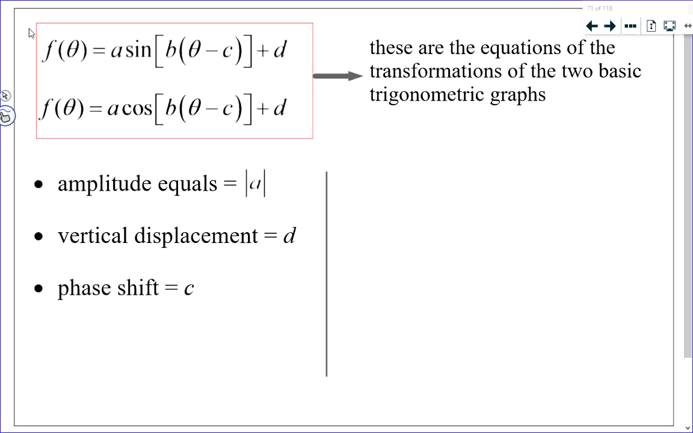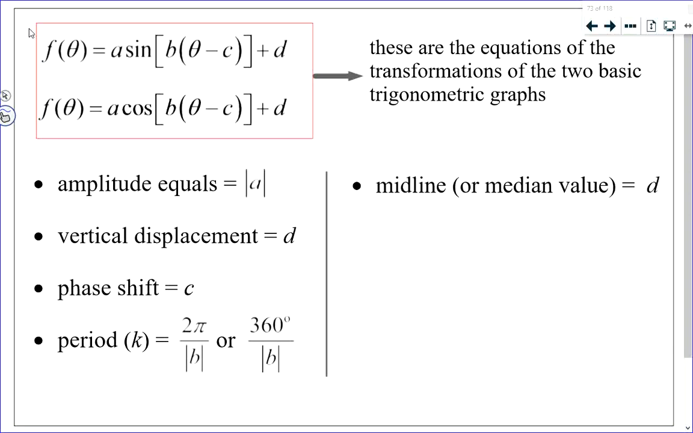C is referred to as the phase shift. The period is 2 pi over b. The period is given the symbol k, and k in this context is not the same as the k when we talk about translations. That's something different. If you want to work in degrees, it's 360 over b.